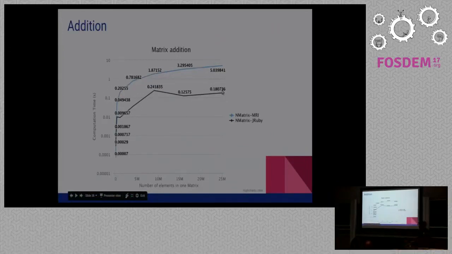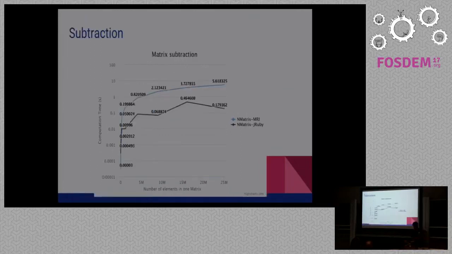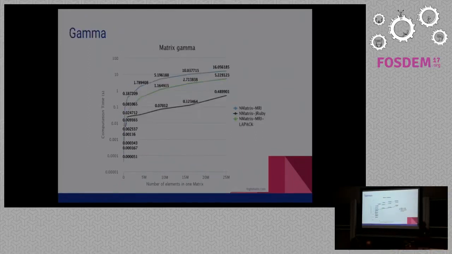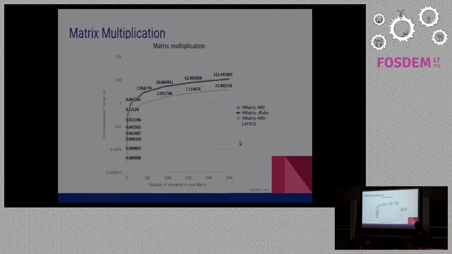In this case, NMatrix JRuby is faster than NMatrix MRI. It is around 40 times faster. Next, for subtraction, we have the same case. It's 40 times faster. Next, for gamma, we compare three: NMatrix MRI, NMatrix JRuby, and NMatrix MRI LAPACK. You can see that NMatrix JRuby is even faster than the Fortran code. It's 10 times faster than NMatrix MRI and MRI LAPACK, and 400 times faster than the other NMatrix MRI.